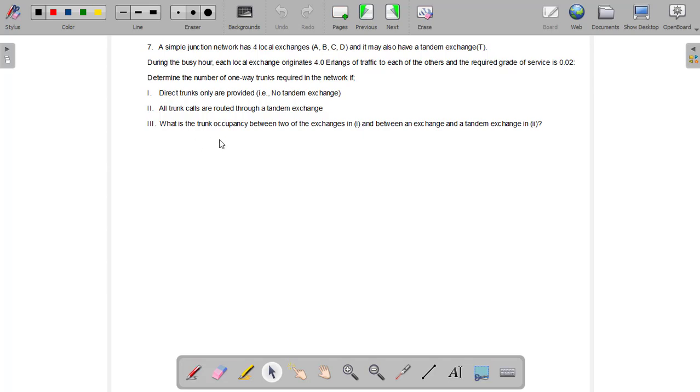Then finally, we're supposed to find the trunk occupancy between 2 of the exchanges in I, and then between an exchange and a tandem exchange in II. So let's break the question down. First of all, we are told that the junction network has 4 local exchanges. So we have 4 local exchanges, A, B, C, and then D. And each of them generates 4.0 erlangs of traffic to each of the others at a grade of service of 0.02, which is essentially 2%.